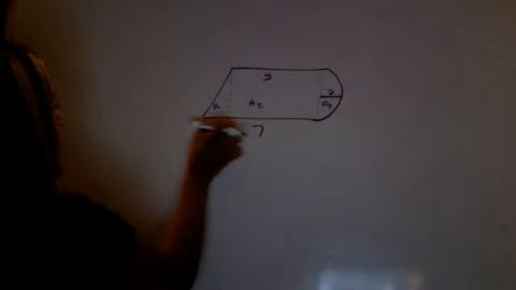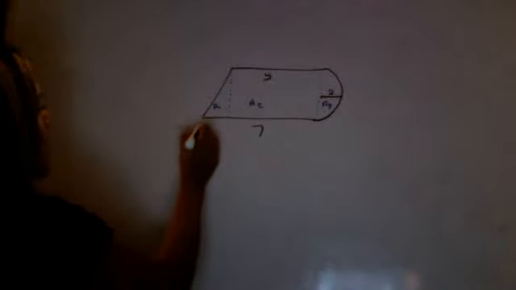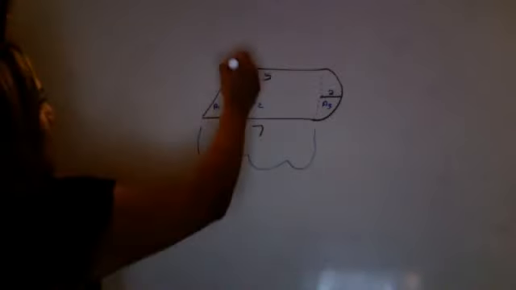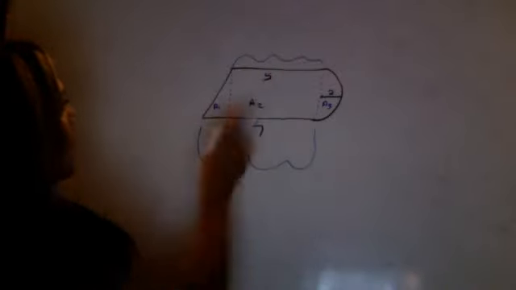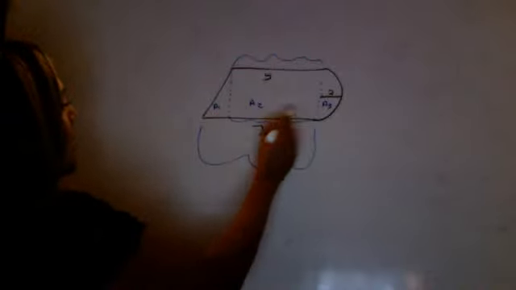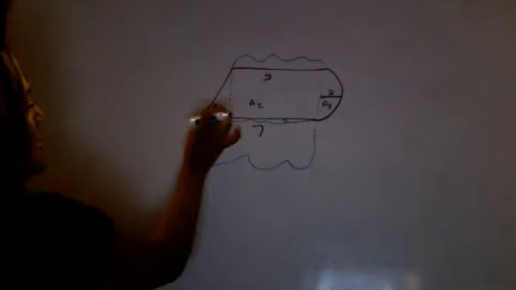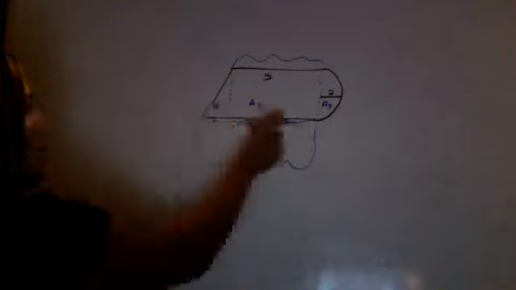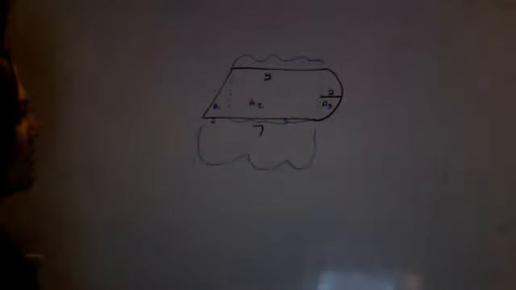Do I know what this base is right here? Well, I know that this whole thing from here to here is 7. I know from here to here is 5. And what do I know about rectangles? Opposite sides are the same. So from here to here is 5. If I know this plus this little part gives me 7, this has got to be 2. 2 plus 5 has to equal 7. So I have the base.